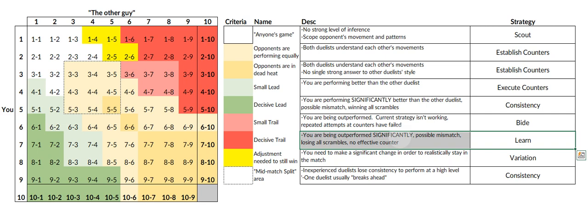Commit to one strategy. For example, say, okay, well, I'm going to use this as a chance to work on my yellow and see how this experimental counter works against a move that you think is going to counter it.